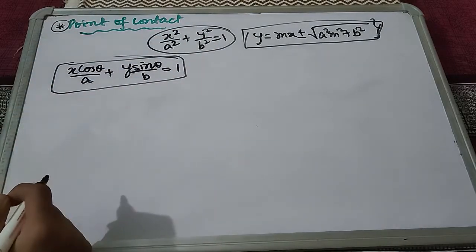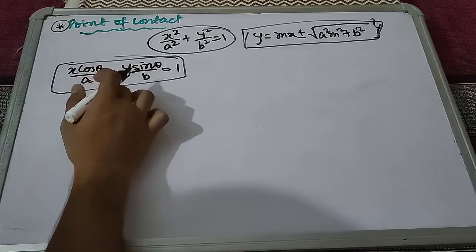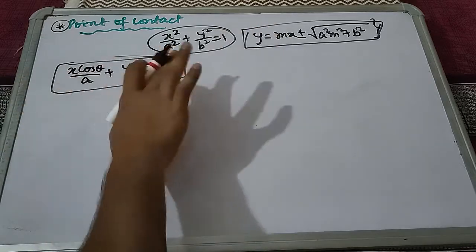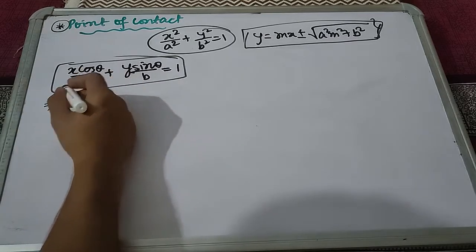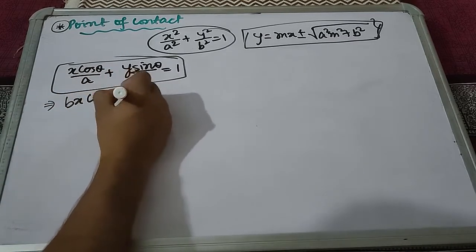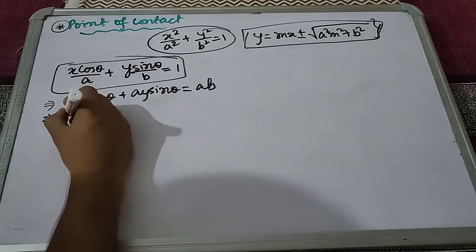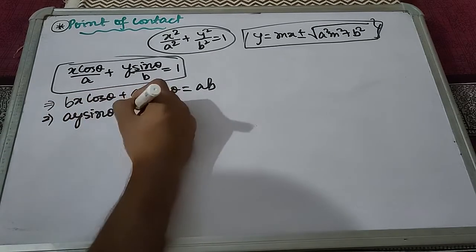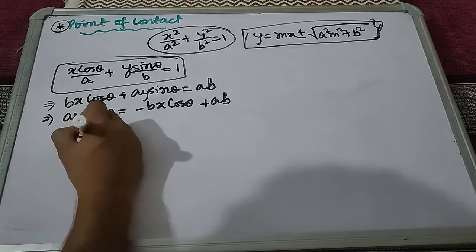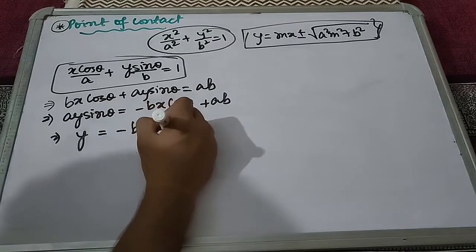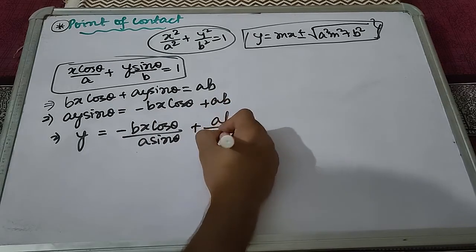So what if we compare both the equations? Both the equations are the same, right? So first let us bring this equation to this format, that y equals something plus something. How do we do that? bx cos theta plus ay sin theta equals ab. So this becomes ay sin theta equals minus bx cos theta plus ab, and this becomes y equals minus bx cos theta by a sin theta plus ab by a sin theta.